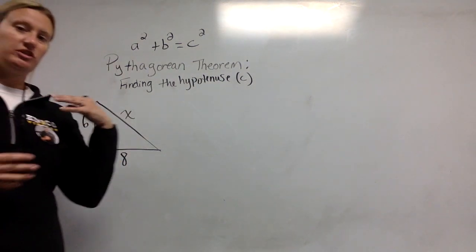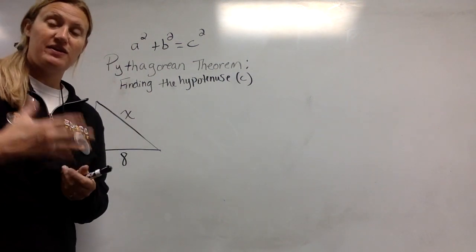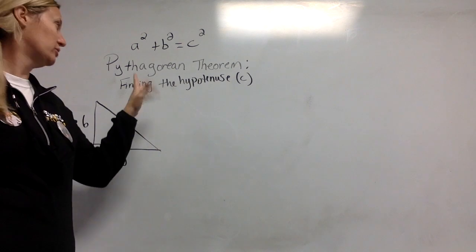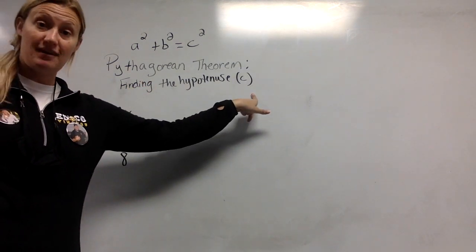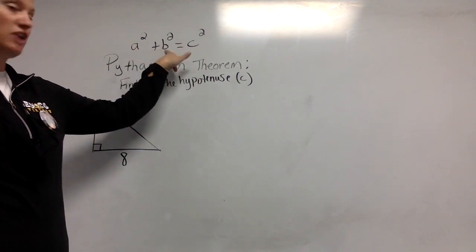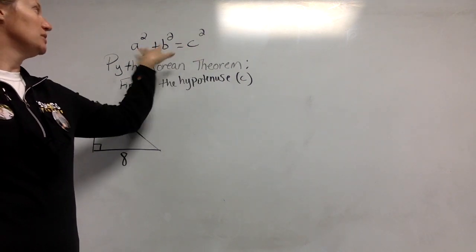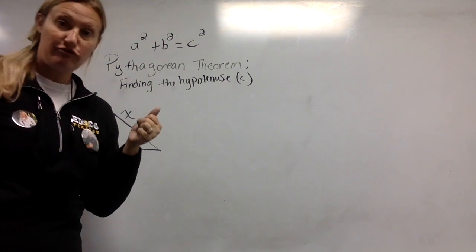In this video, we're going to start to actually solve using the Pythagorean theorem and finding missing side lengths. We're going to particularly focus on finding the hypotenuse, which is C. So we're going to be given numbers for A and B, the legs. We're going to plug those in, and then we're going to use that to solve for C.